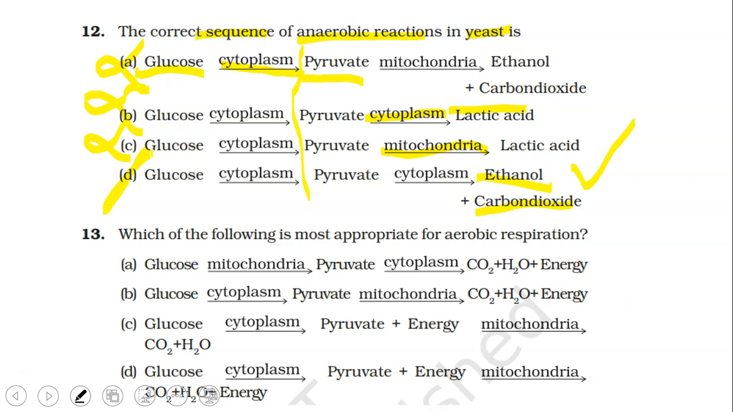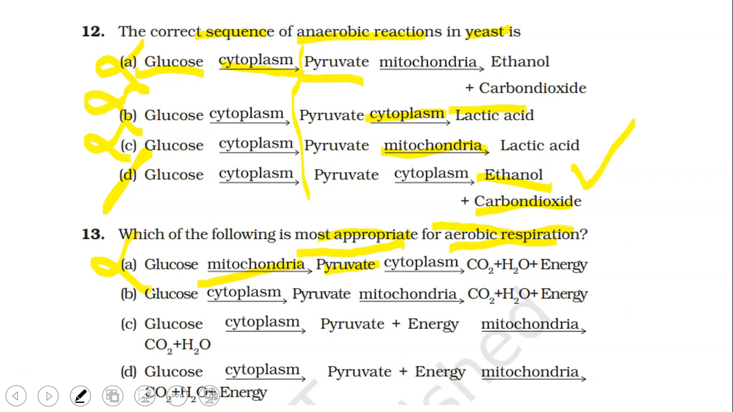13th question. Which of the following is most appropriate for aerobic respiration? This is also a sequence-based question. Well, it's based on the equation, but here they're asking what's most appropriate for aerobic respiration. Basically, we have to find the correct equation for aerobic respiration. That's what the question is. Option A, glucose breaks down in the mitochondria to pyruvate. This is false. First, it takes place in the cytoplasm.